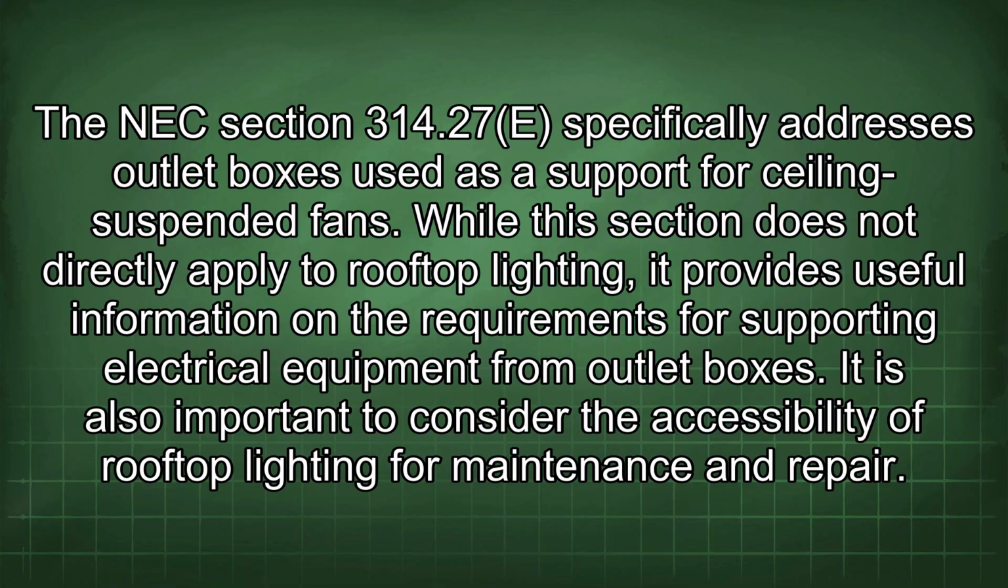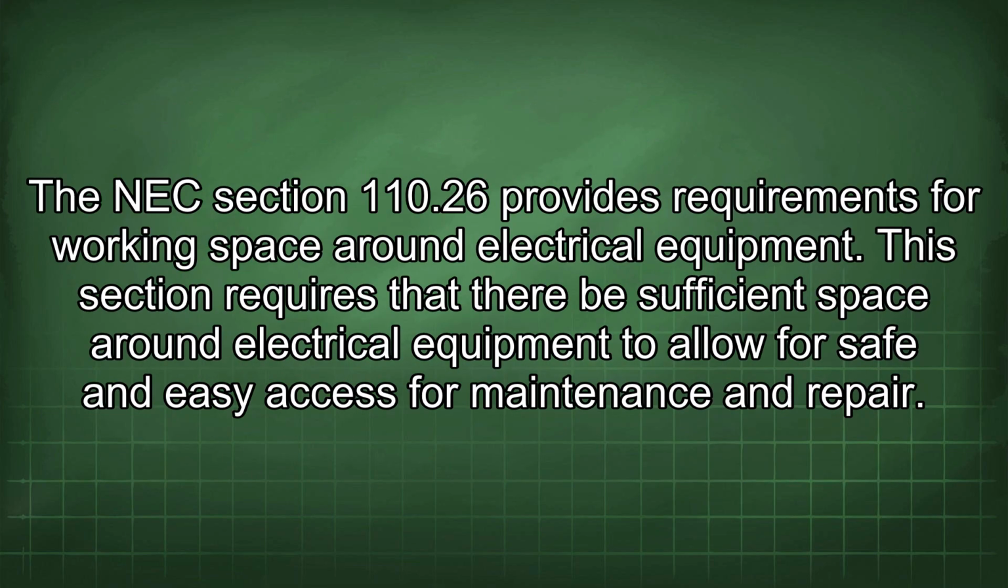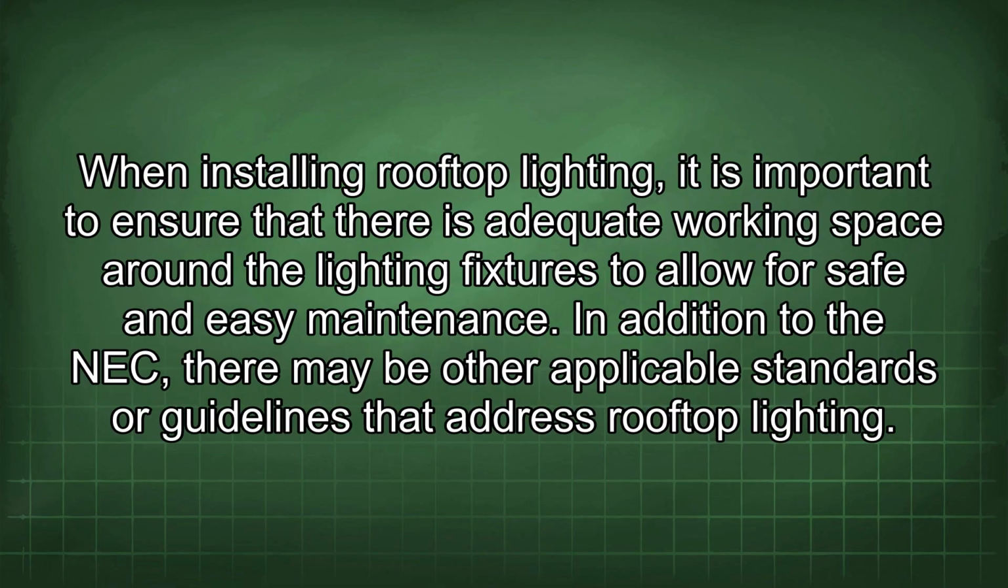While this section does not directly apply to rooftop lighting, it provides useful information on the requirements for supporting electrical equipment from outlet boxes. It is also important to consider the accessibility of rooftop lighting for maintenance and repair. The NEC Section 110.26 provides requirements for working space around electrical equipment. This section requires that there be sufficient space around electrical equipment to allow for safe and easy access for maintenance and repair. When installing rooftop lighting, it is important to ensure that there is adequate working space around the lighting fixtures to allow for safe and easy maintenance.